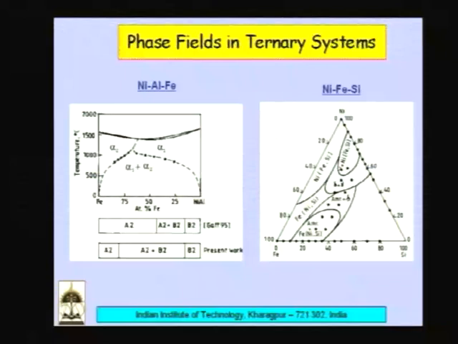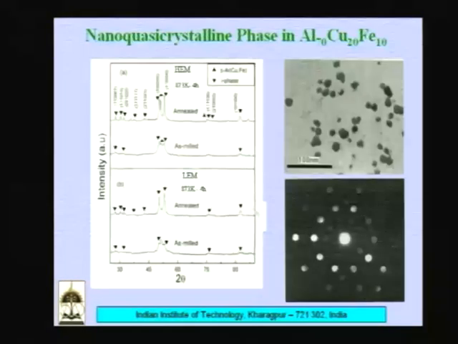This is true not only in a binary case; in a ternary case also one can show that only congruent melting phases are possible, and this is one example of nickel iron silicon and nickel iron aluminum, that always only the phases which are congruent melting form.